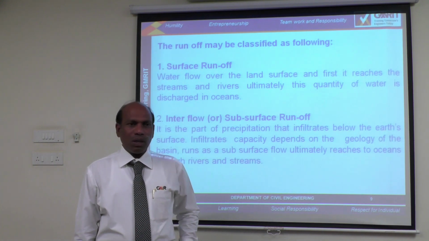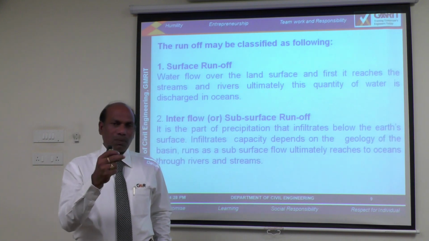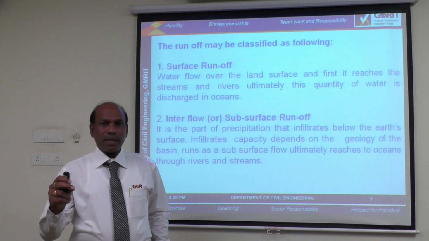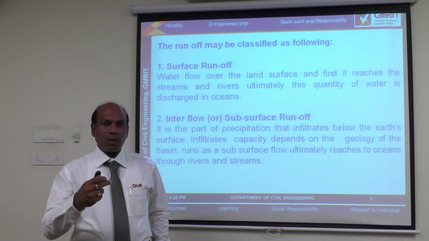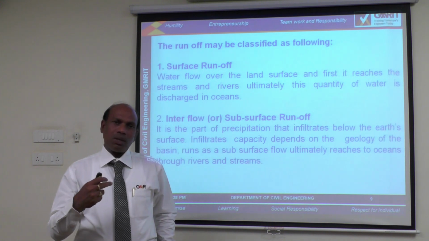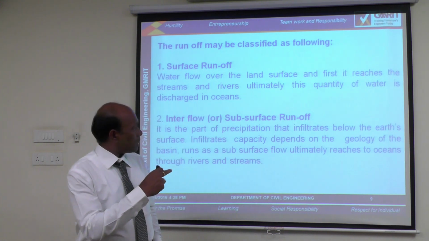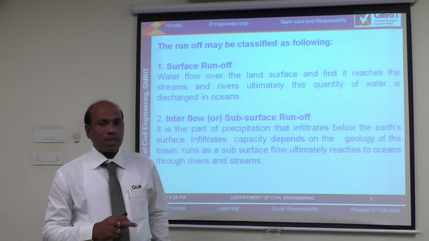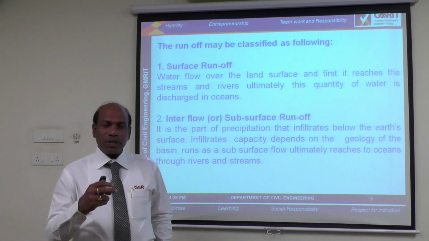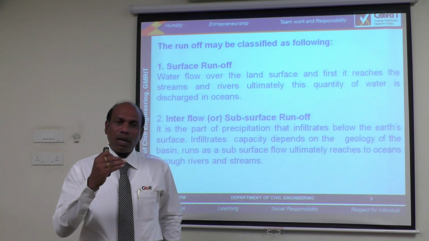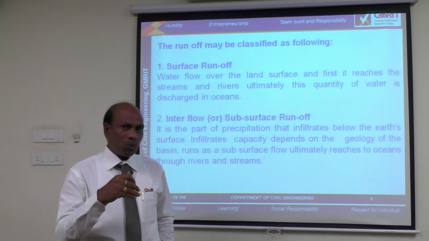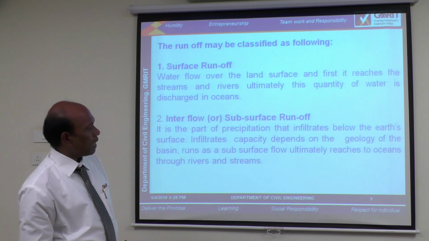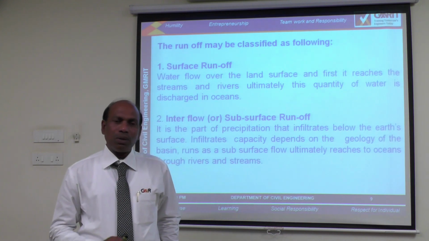Surface runoff means once the rainfall touches the ground surface, a part of the water flows above the ground surface, which is known as surface runoff, and part of the water infiltrates down, that is subsurface runoff. That surface runoff flows above the ground surface and ultimately reaches the nearest streams and rivers. Once the water touches the ground surface, a part of the water infiltrates down and moves in the ground as a subsurface flow. This ultimately reaches the oceans and rivers.